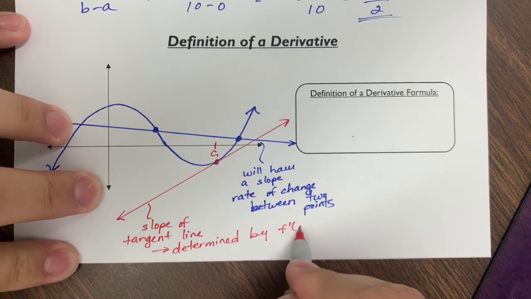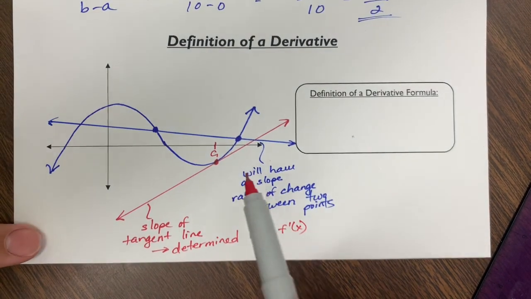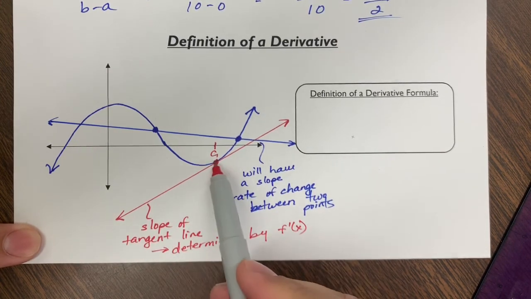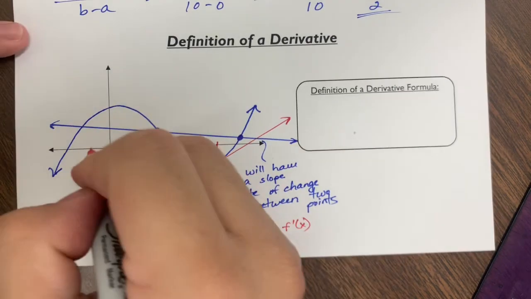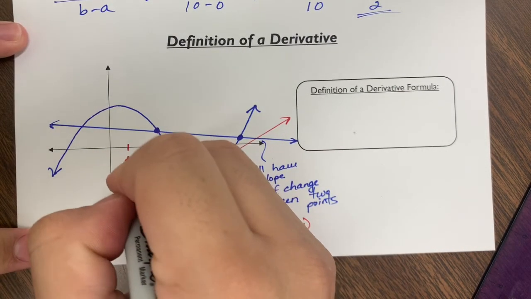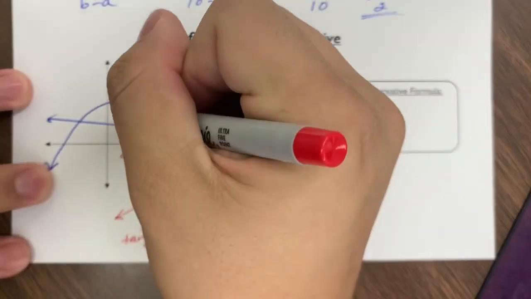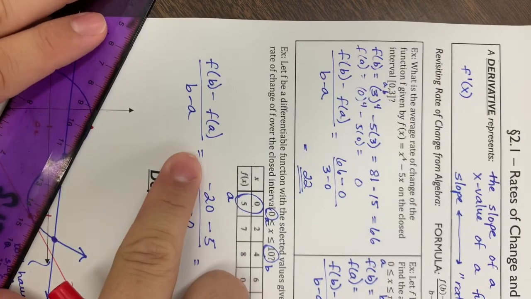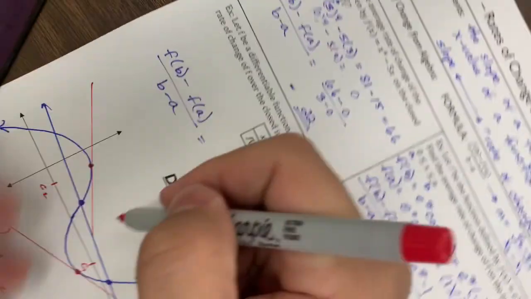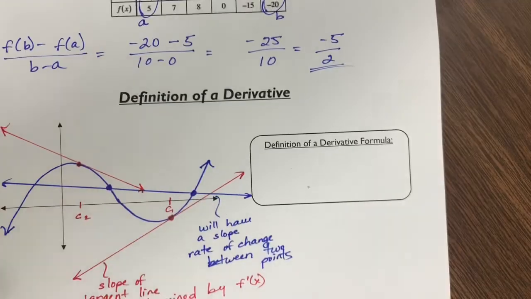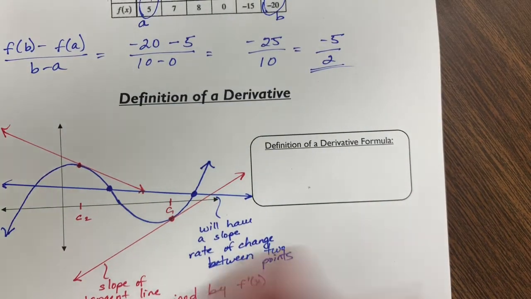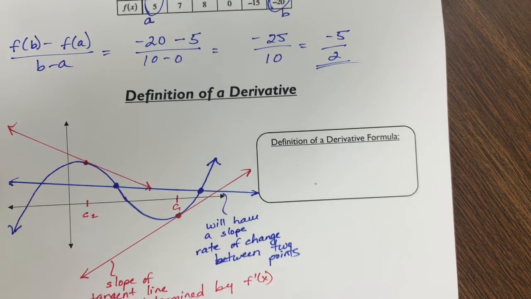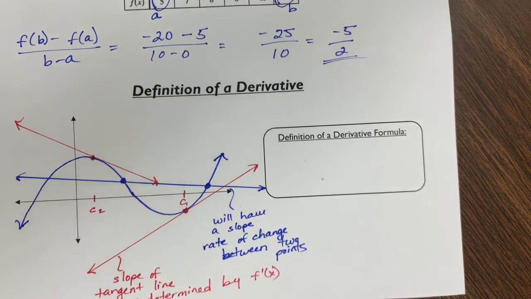Let's just say f prime of x. If I found the derivative of this function, I can figure out the slope of this tangent line at this point for this x value. Maybe I'm also interested in the slope at this x value, let's call that c2, which corresponds to this point right there. My derivative function can also tell me the slope of that line right there. So making sure you understand this principle is going to help you with later problems in the future.